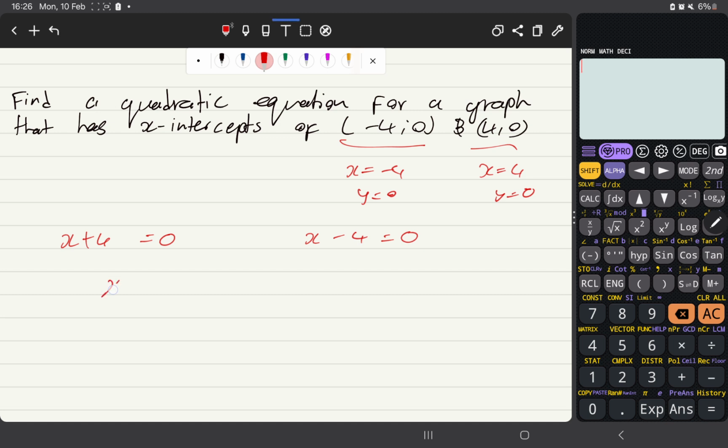Then you just multiply the whole thing. But this one, the nicest thing is that since it's plus and minus here, you see this is the difference of two squares. The answer is x squared minus 4, oh, no, not 4, 16 equals to 0. So this is the quadratic equation for that graph.